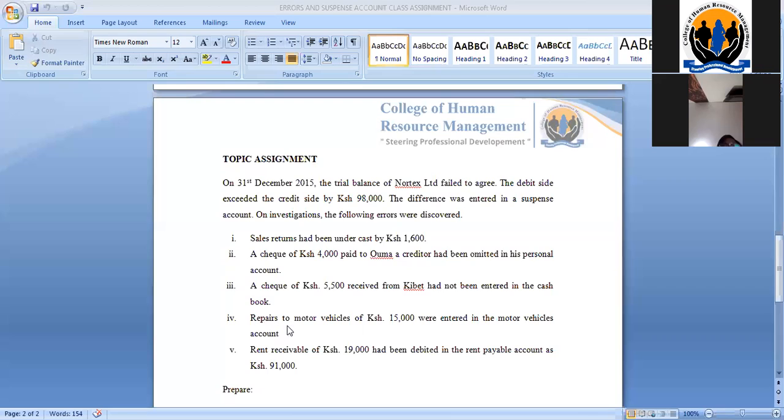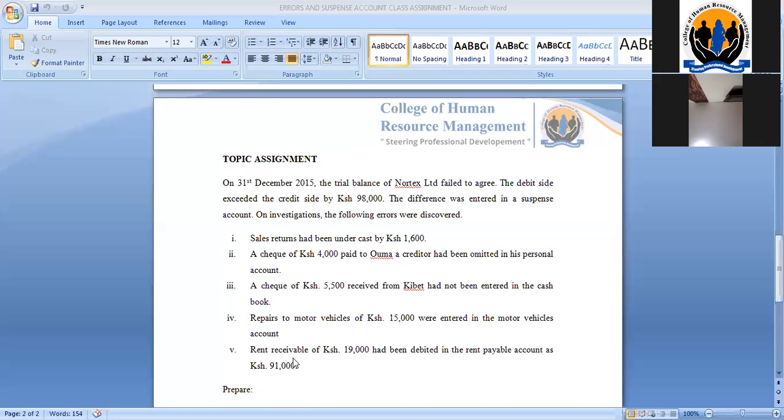The 4th error, repairs to motor vehicles 15,000 were entered in motor vehicles account. Instead of being in the repairs, they were entered in the motor vehicle. This is actually an error of principle, and we don't involve the suspense account. It is a matter of cancelling from the motor vehicle and bringing it to motor vehicle repairs account.